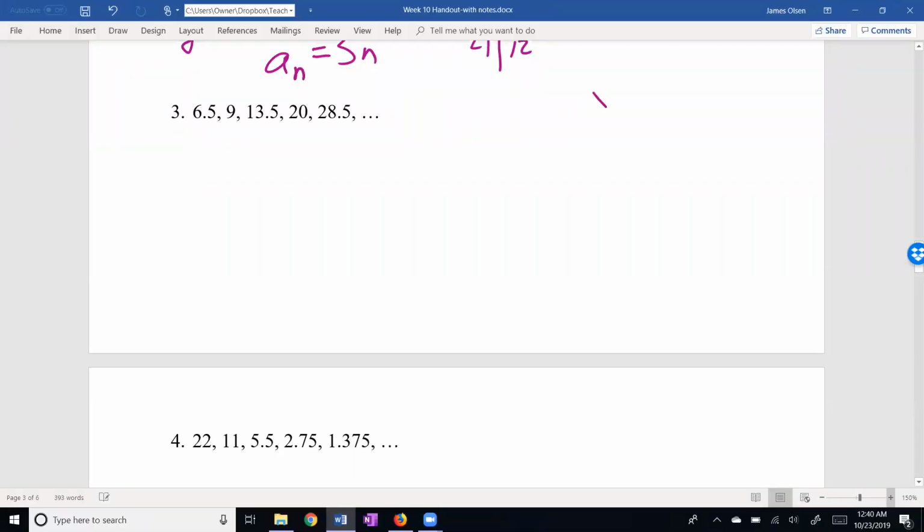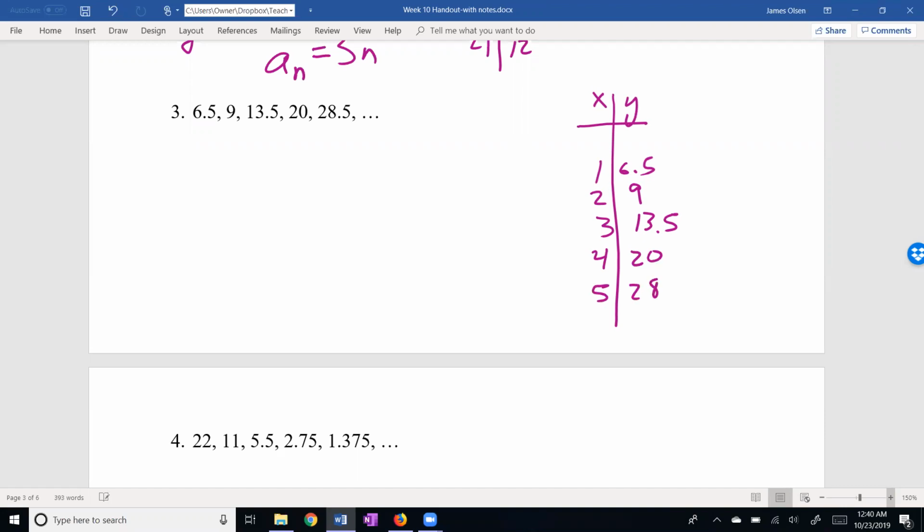Make our table. 1, 6.5, 2, 9, 3, 13.5, 4, 20, 5, 28.5. So I look at my differences. 2.5, 4.5. Now you want to make sure that you're subtracting the lower number minus the upper number.